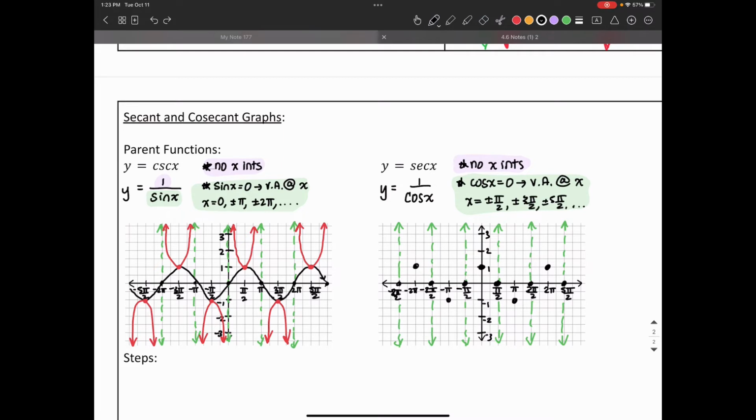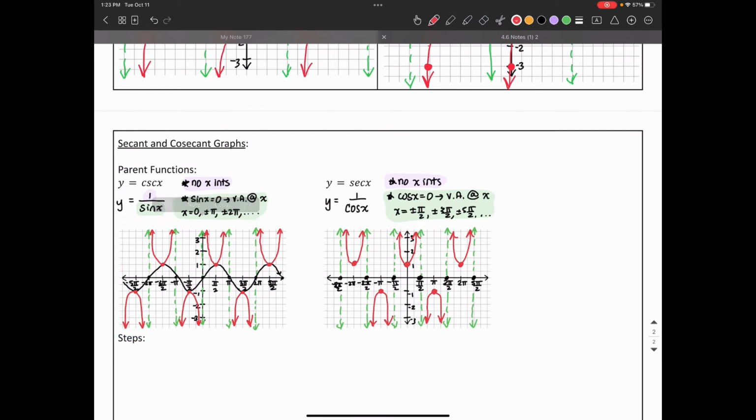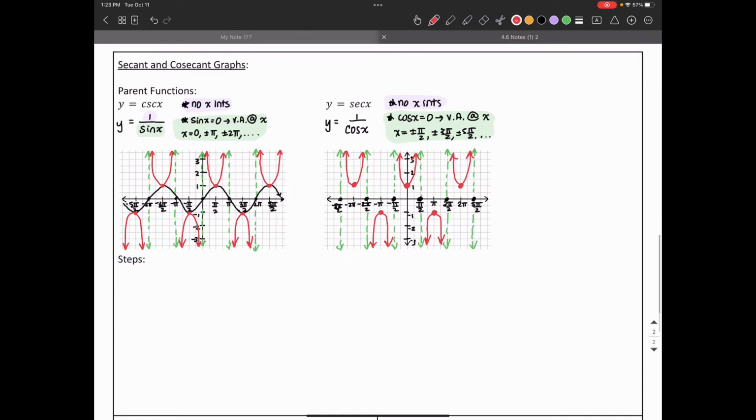I actually don't even need to draw the curve. I see where my maximums and minimums are. I see where they're in between the vertical asymptotes. I have a parabola here. I have a parabola here. Remember, it should not intersect with the x-axis at all, or your new x-axis if you have a vertical shift. This is what my secant parent function looks like. So those are what they look like. They should be just a bunch of parabolas in between vertical asymptotes.